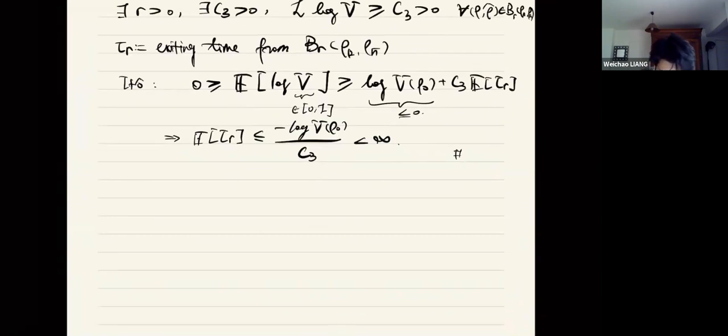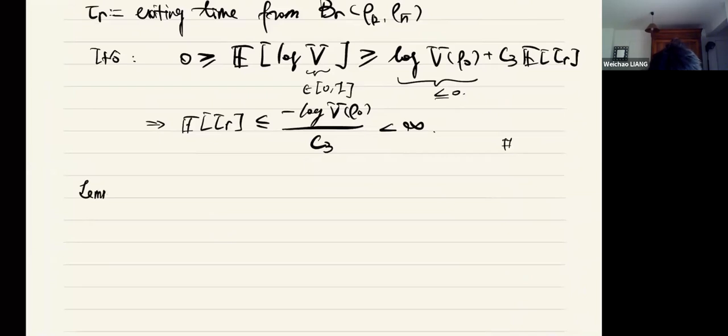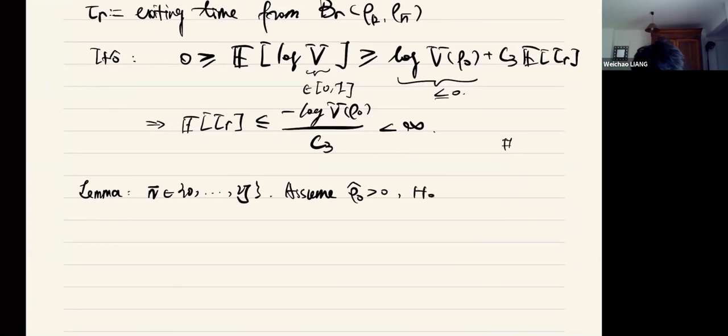And next, I will show you the instability for the general case. For the general case, we need some strong condition on the initial state. We suppose the estimated initial state is always positive definite. And we need our feedback controller to satisfy H0 and H3. H3 means that U equals 0 in some smaller neighborhood, a sufficiently small neighborhood of the target state.